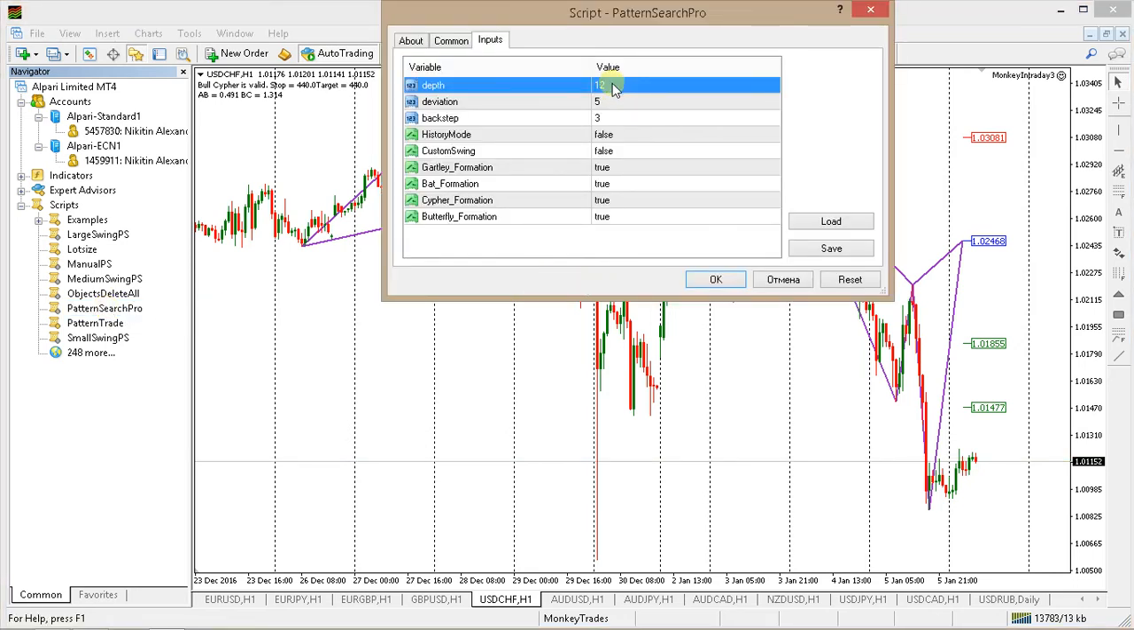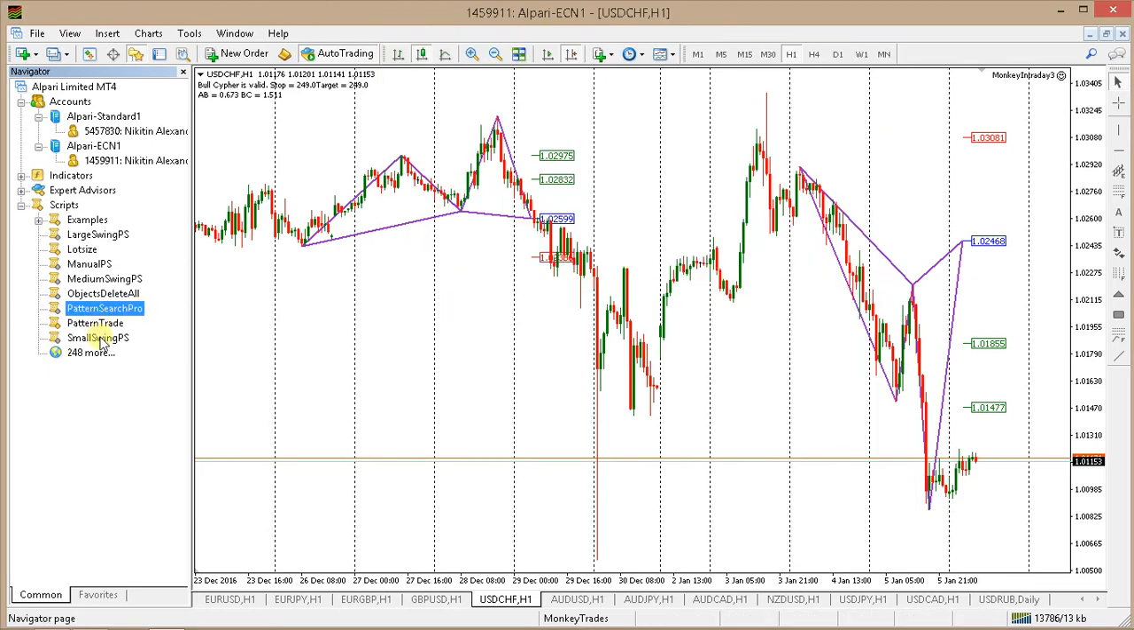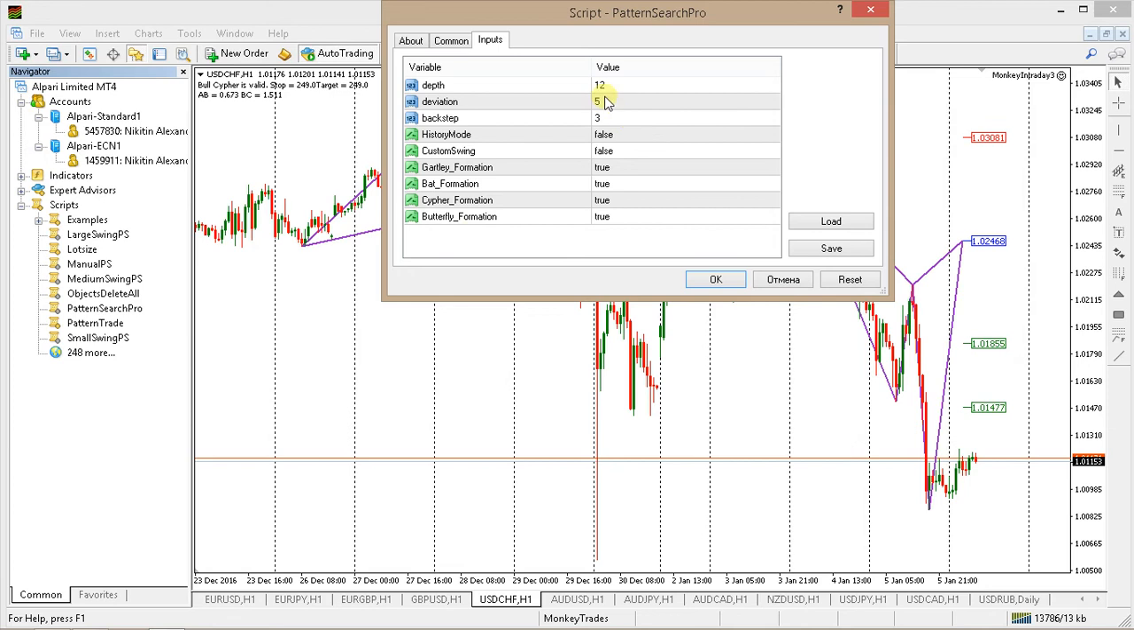Then let's have medium swings. 8, 3, 2. History mode is true. Disable godly, disable bat, and disable butterfly. Okay, and let's have it once again with some smaller patterns. 5, 3, 2, true, disable godly, disable bats, disable butterfly.